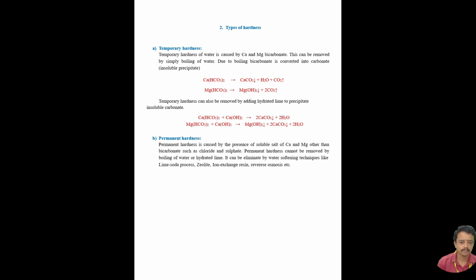Temporary hardness can also be removed by adding lime. Adding lime means that calcium hydroxide is added. The calcium bicarbonate is converted into calcium carbonate, and the precipitate is also removed.